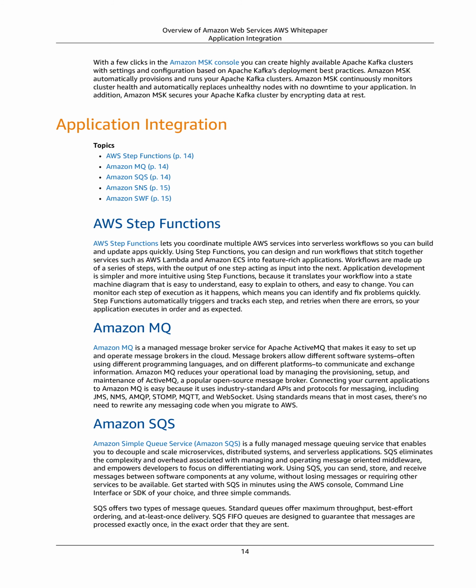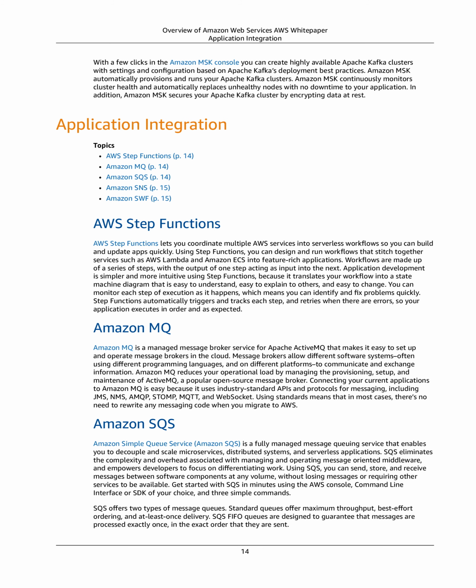Connecting your current applications to Amazon MQ is easy because it uses industry-standard APIs and protocols for messaging, including JMS, NMS, AMQP, STOMP, MQTT, and WebSocket. Using standards means that in most cases, there's no need to rewrite any messaging code when you migrate to AWS.